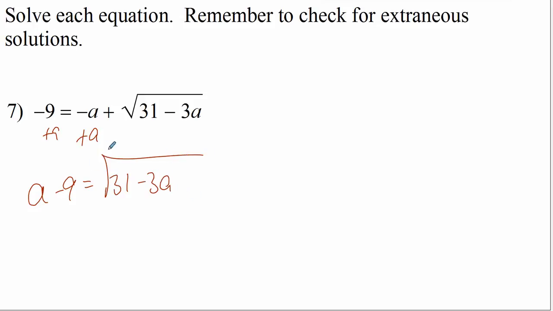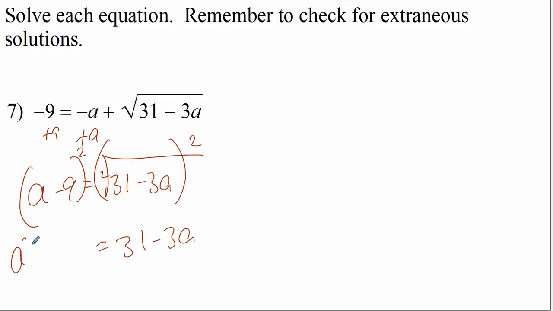What? Yeah, now I got to raise it to the 2, because that's the index. So the right side is 31 minus 3a. The left side, some of you are going to want to do this: a squared plus 81. And I'm going to be like, no.